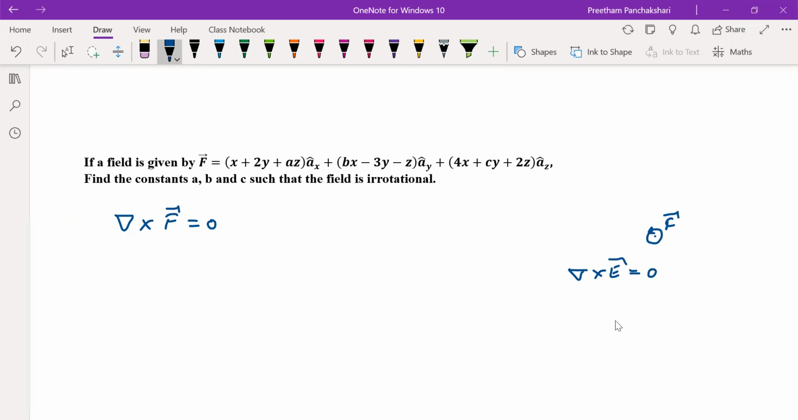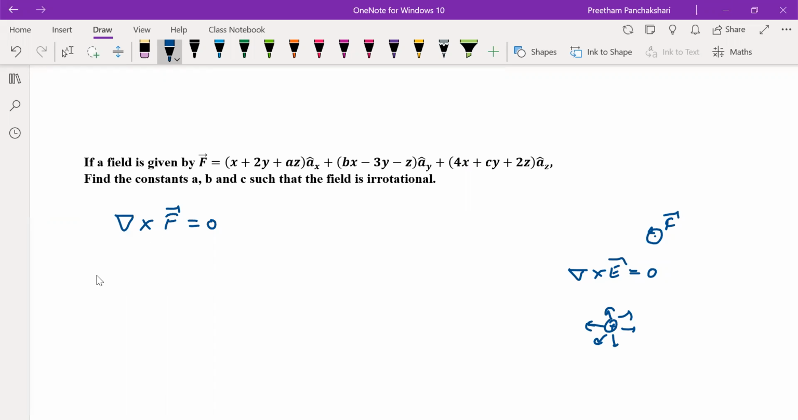For example, the electric field is not rotational if it is produced by static charges. So, electrostatic fields are always irrotational. That means curl is 0. So now we shall solve this curl F to find A, B, C.